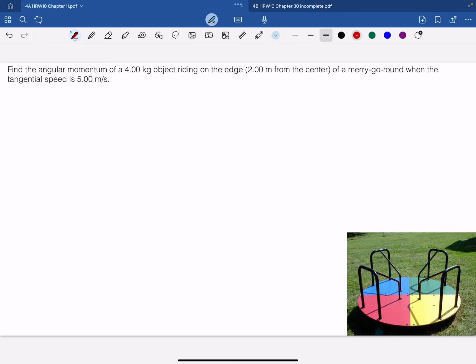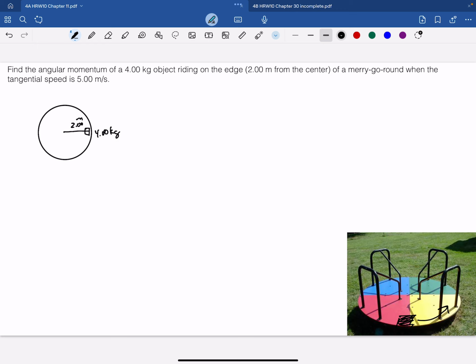Okay, so we've got our merry-go-round. We've got some object, a lunch pail or something, maybe sitting right here on the edge of our merry-go-round, as the merry-go-round goes around in a circle. So I'm going to try to visualize what's going on here. I'm going to draw a top-down view of my merry-go-round. And here's my object sitting on the edge of it. And I've got some distance that they tell me. This is 2 meters. And the object is 4 kilograms.